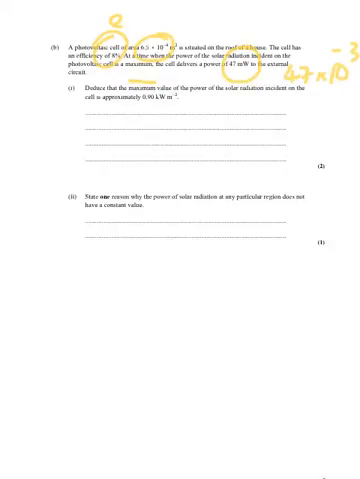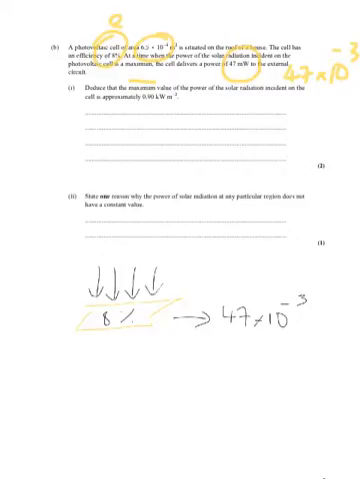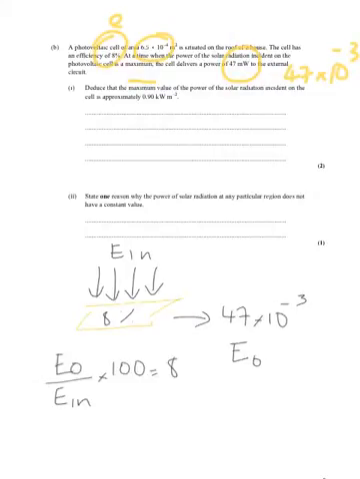So basically what it's saying is that your solar cell is giving off 47 times 10 to the minus 3. It's only 8% efficient. So how much is it receiving? And it's a simple efficiency question because you have your energy out and you need to work out your energy in. If we use the efficiency formula relationship, it's quite straightforward.